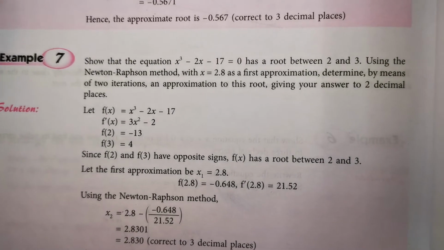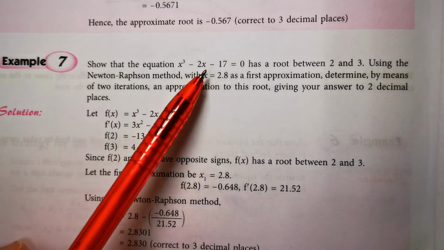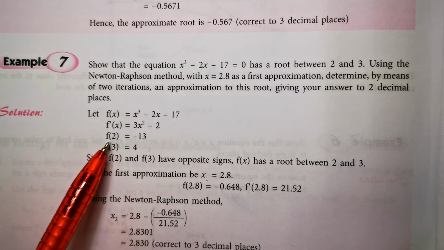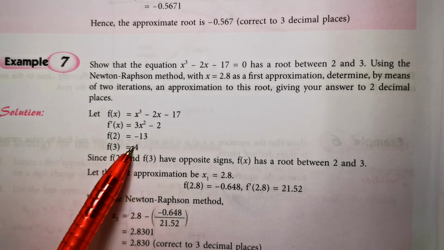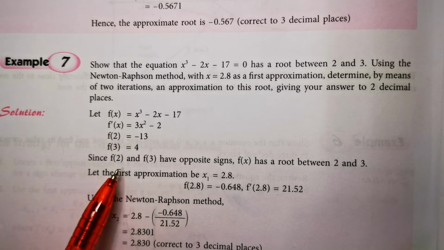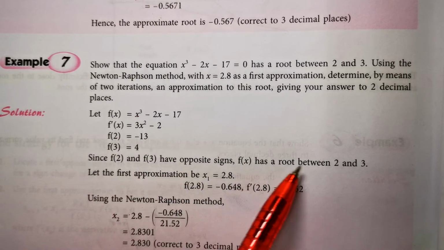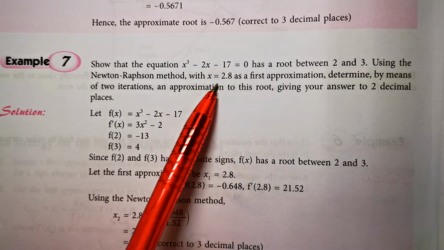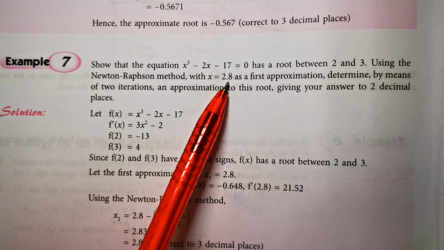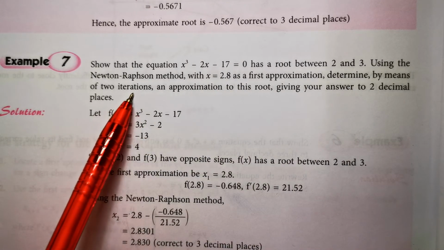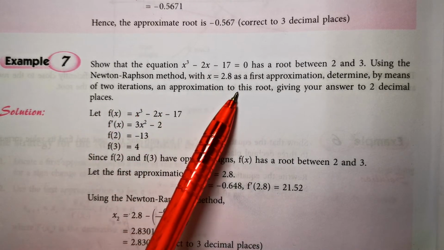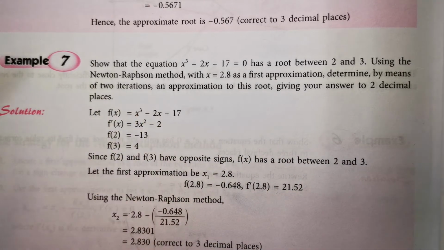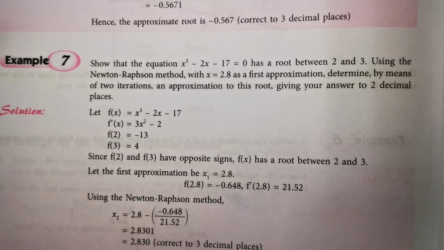Bigger. Okay, example 7. Show that this equation has a root between 2 and 3. So to show the equation has a root, we just need to sub in 2 and 3, and you see opposite signs. Must write the conclusion. F(2) and F(3) have opposite signs, so there is a root between 2 and 3. Alright? Then use the Newton-Raphson method with this initial value of x, and determine by means of 2 iterations an approximation to this root, giving your answer to 2 decimal places. Alright? 2 iterations means they only want you to show another 2 answers.